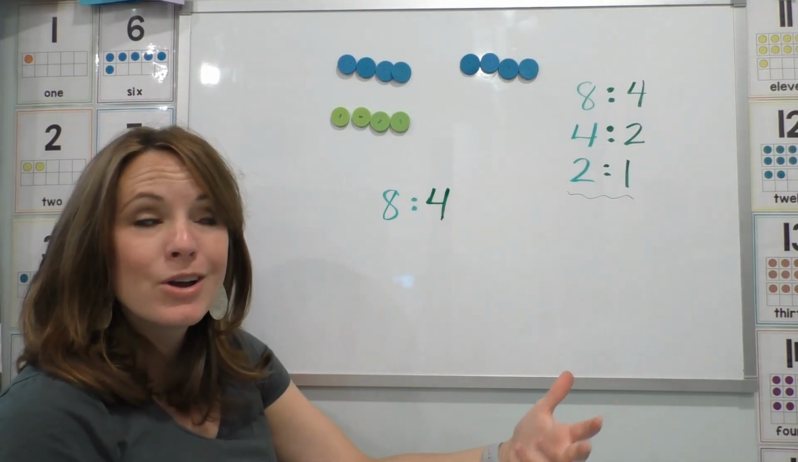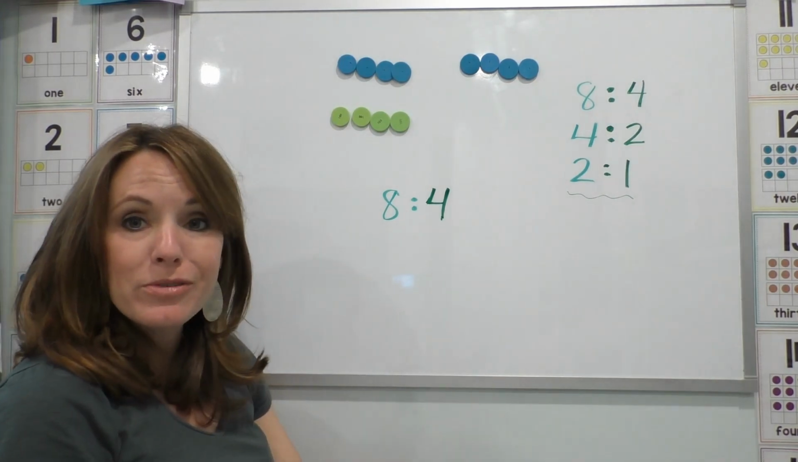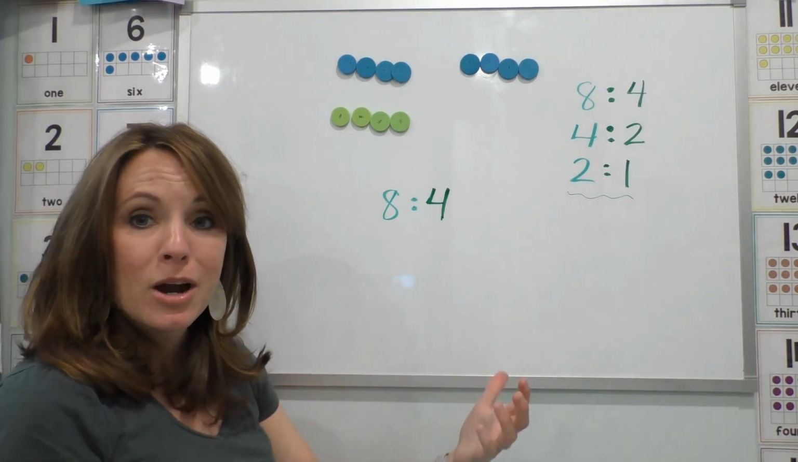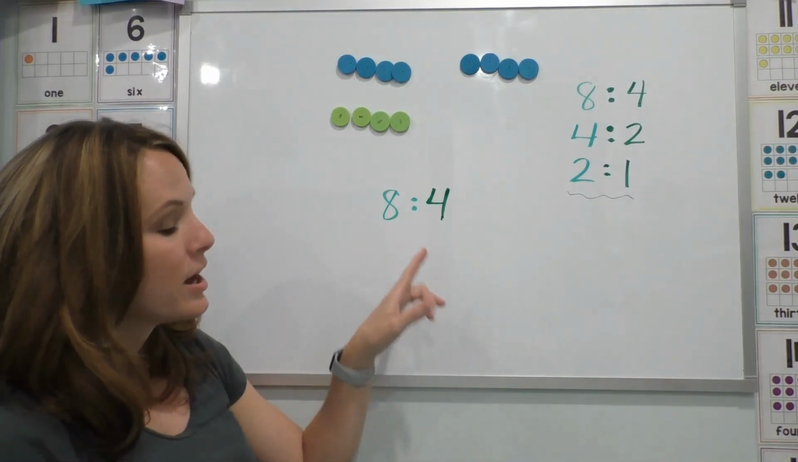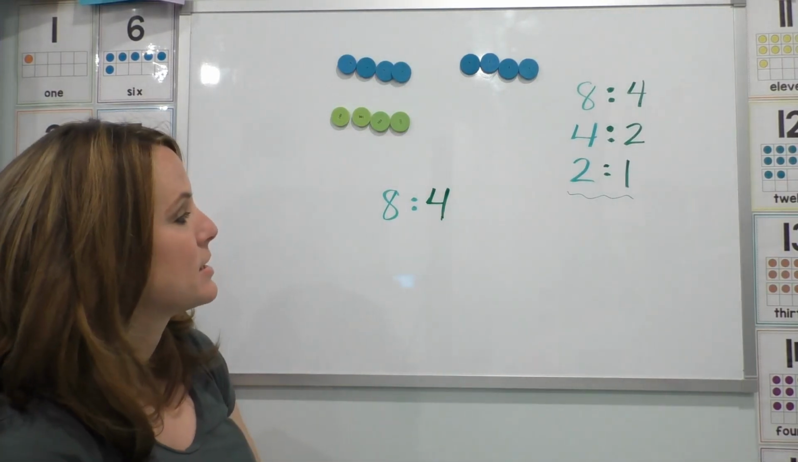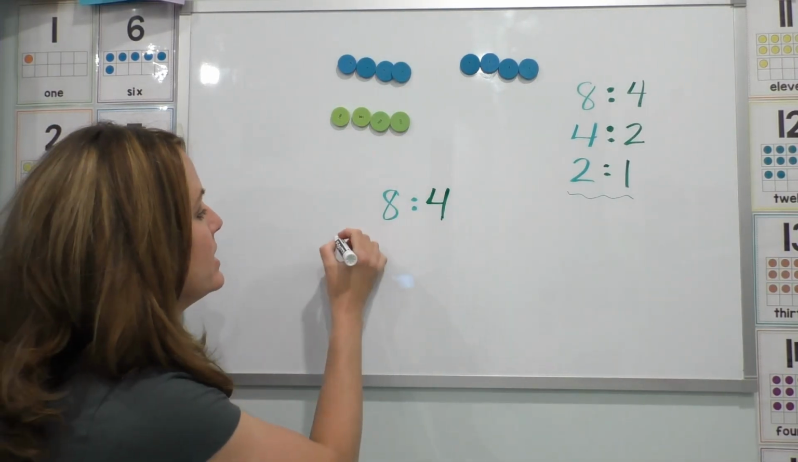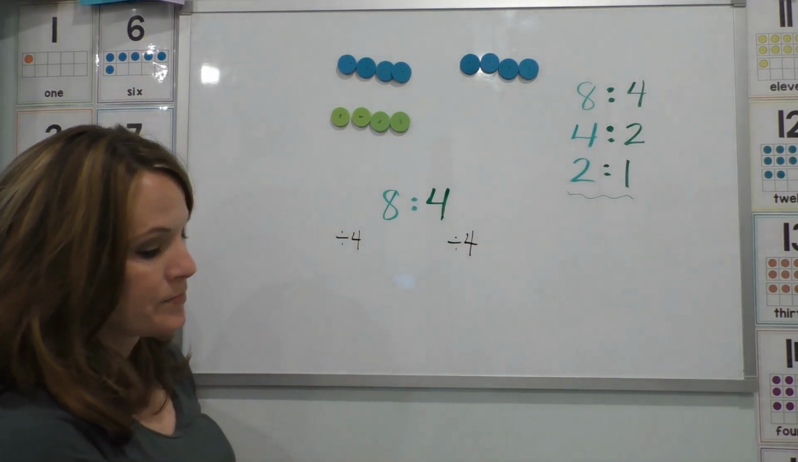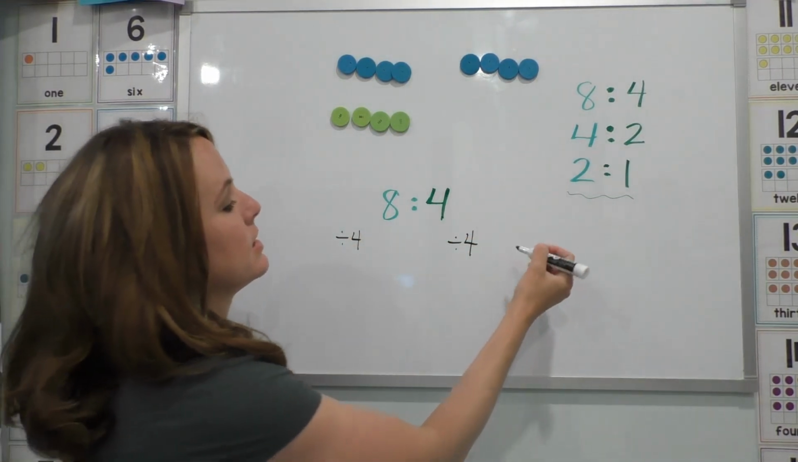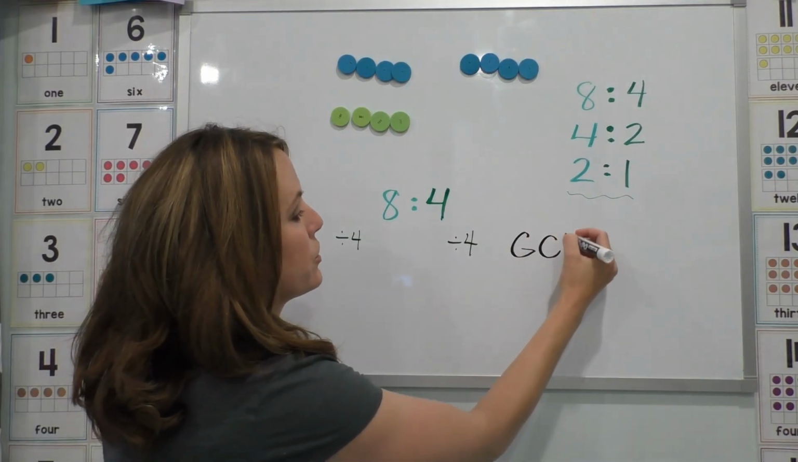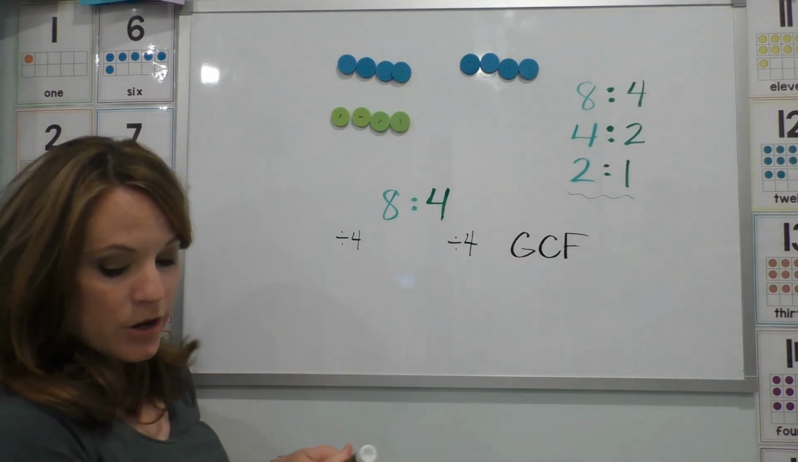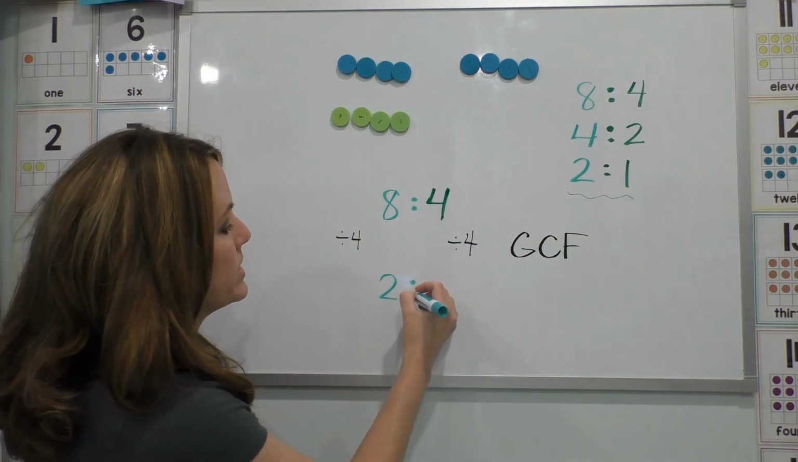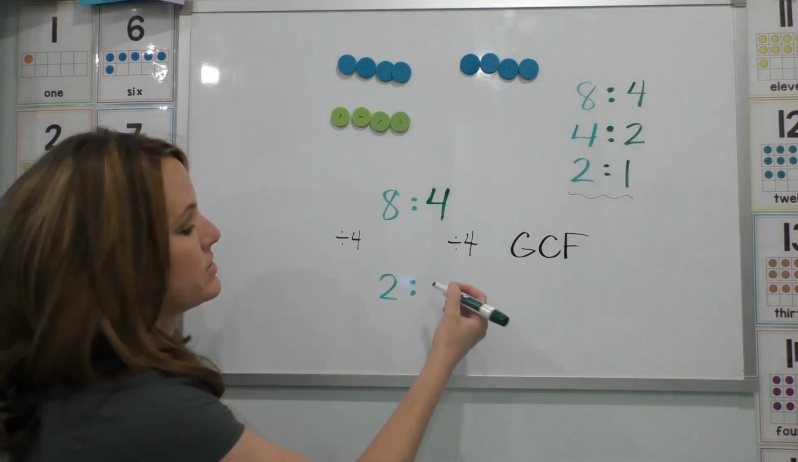By 4. So just like when we did equivalent fractions and we divided or multiplied the numerator and the denominator by the same number, when we have a ratio, we can do the same thing. If we divide each of these terms by 4, which happens to be the greatest common factor, we will end up with the ratio in simplest form.